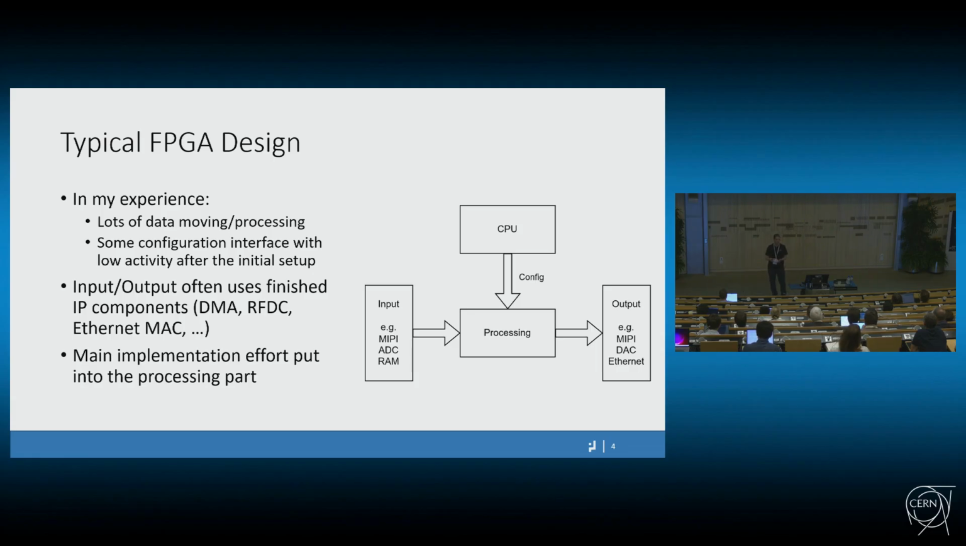So what is a typical FPGA application in my point of view? There's some input data source, some processing happening, and then there's also some output sink. Maybe there's some configuration interface, but typically what I saw is that the activity on this interface is quite low. Also input and output often use finished IP components from your FPGA vendor. And so the main implementation effort should be put into the processing stage.